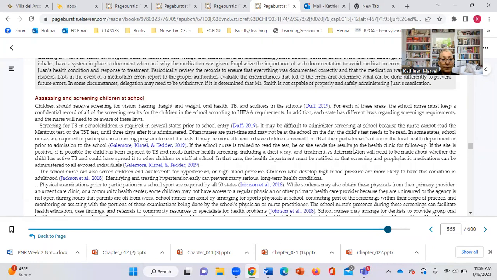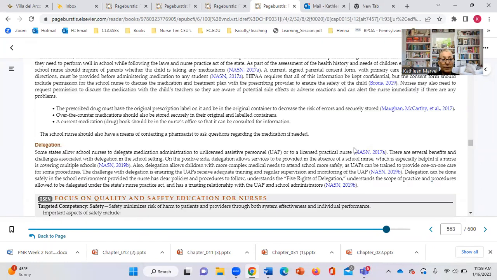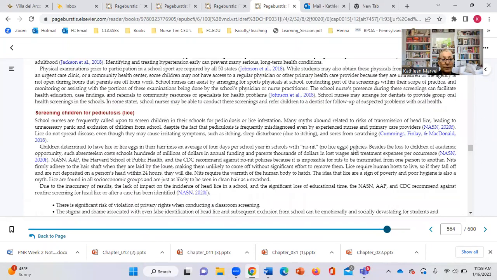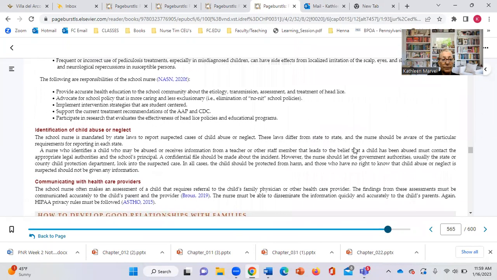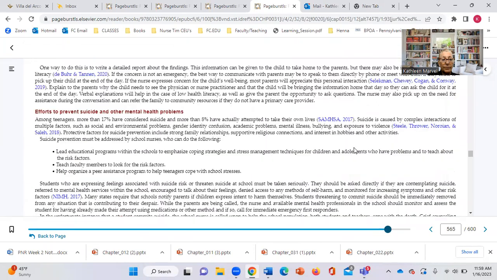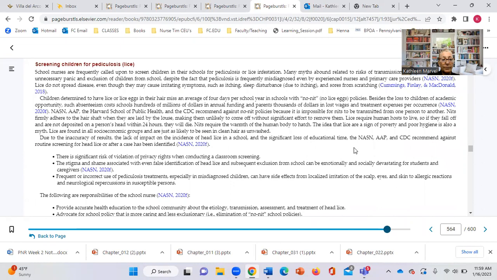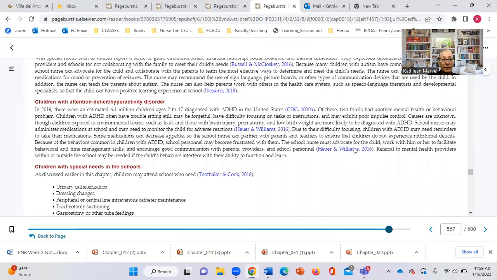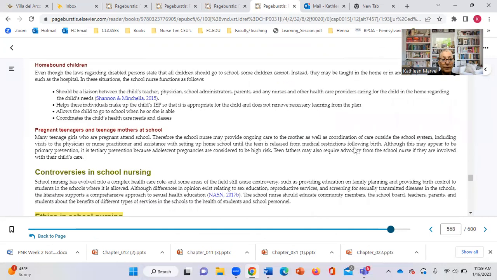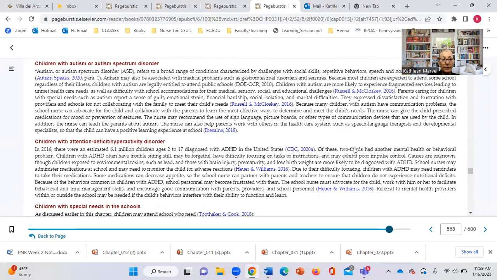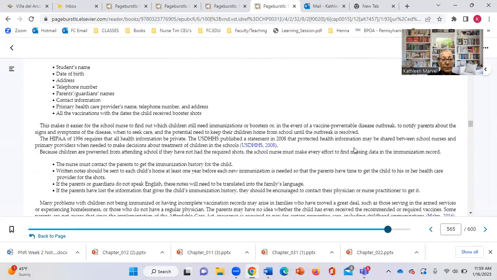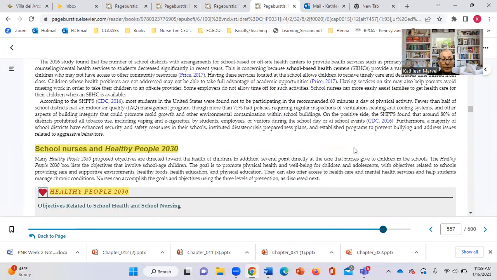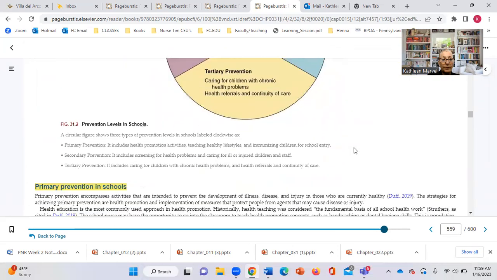And then secondary, did I miss that? No, primary was a long section in this book. I missed a bunch of it, so let me go back here. Sorry about that. Okay, school health services, we talked about that. Healthy People, primary, secondary, tertiary.